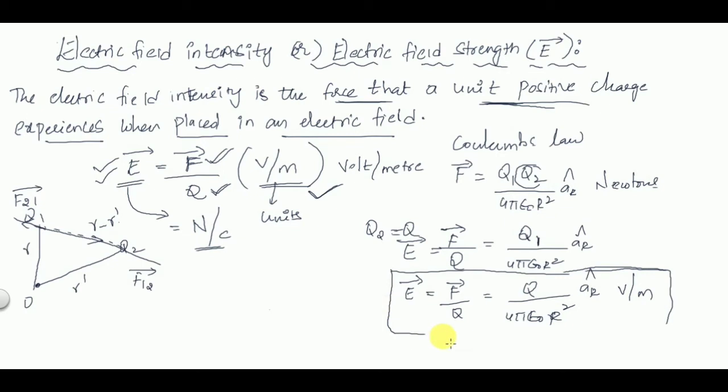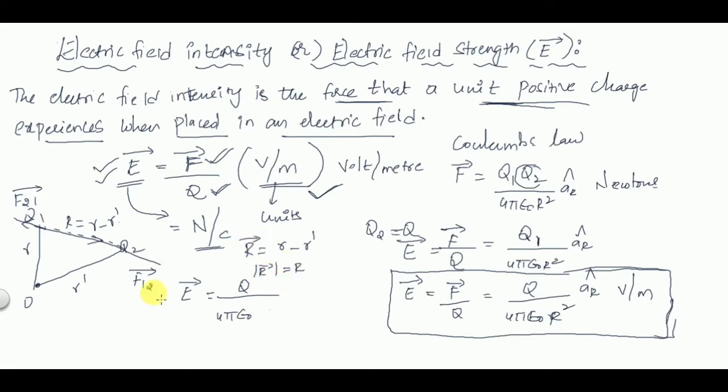Electric field intensity is derived from Coulomb's law only. And what is r? R is equal to r minus r dash. This is the distance between the two point charges. Therefore, what will be this E bar? E bar is equal to q by 4 pi epsilon naught, and r is r minus r dash. This is r bar, the vector in the direction of force.